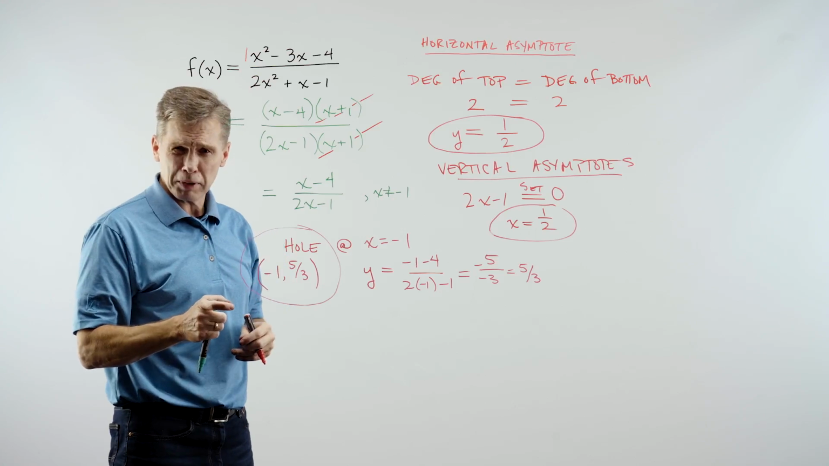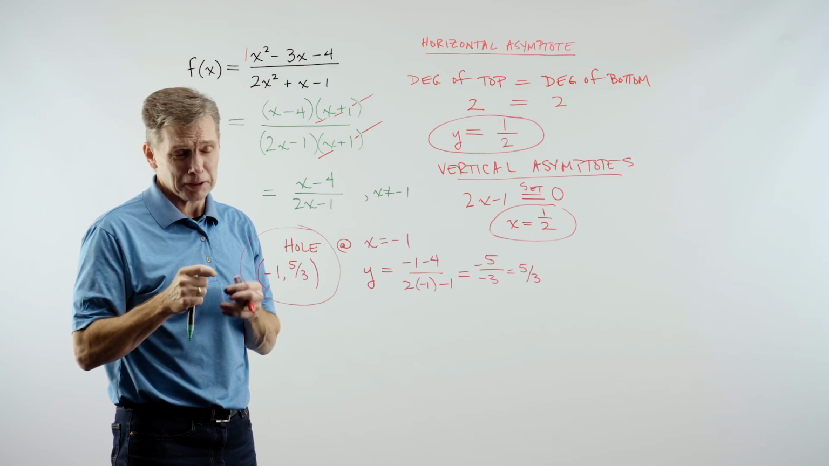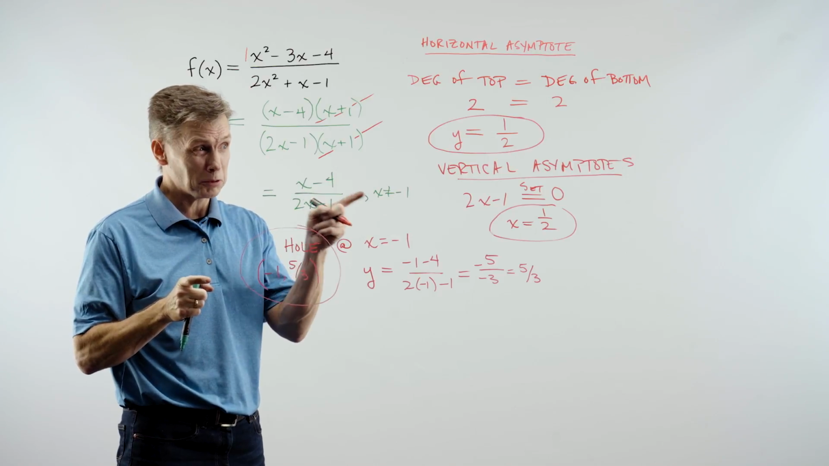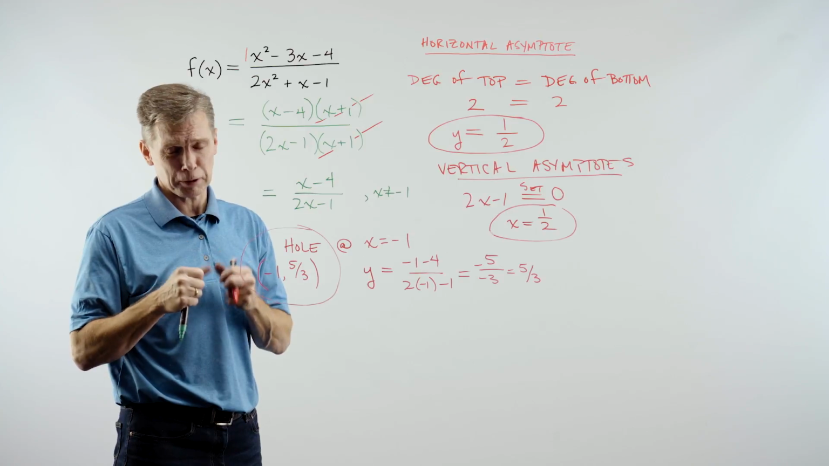Okay? Hope that helped. You've got to practice these, okay? Horizontal, vertical, and then look for these holes too. Horizontal asymptote, vertical asymptote, look for the holes. All right, try some on your own.